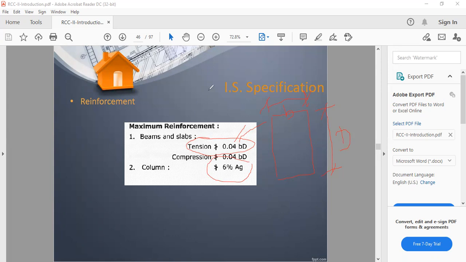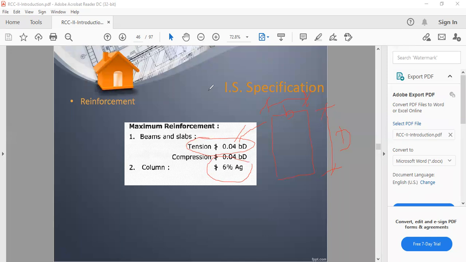So what would happen if we provide less than the minimum reinforcement? What would happen if we provide more than the maximum reinforcement? If we provide lesser reinforcement, obviously the building won't resist the particular load. And if we provide the maximum reinforcement, yes, we do have the factor of safety nearby. We want to provide the reinforcement according to our own needs.